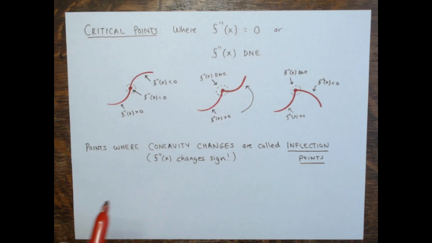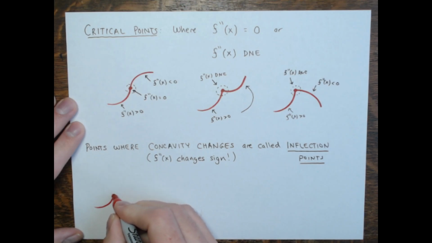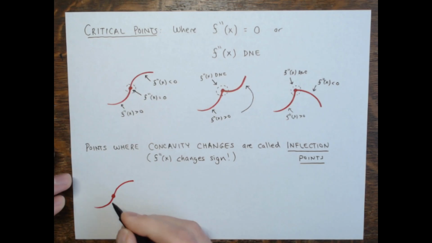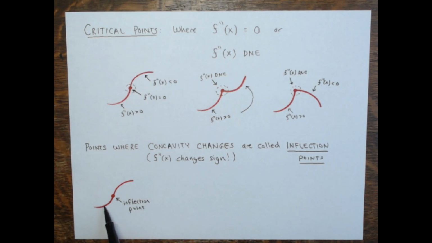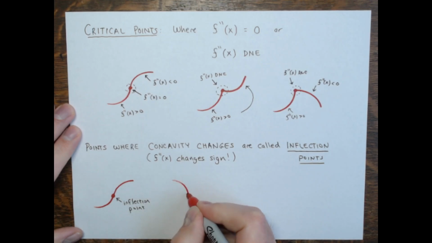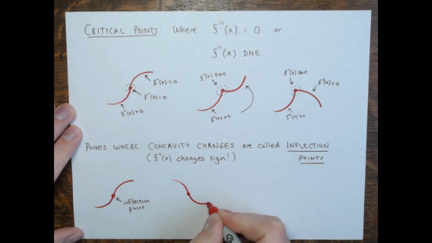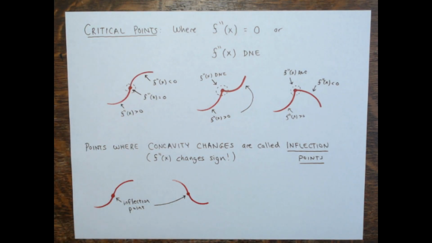All right, so again, some sample pictures. Here's the first picture I had up there. That would be considered an inflection point, a point of inflection. Again, you have a positive second derivative, concave up on the left, and a negative second derivative, concave down on the right. Here's another one where maybe it's concave down on the left and then concave up on the right. So there's another picture where that would be considered an inflection point.